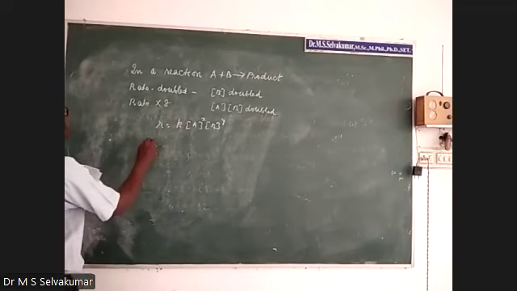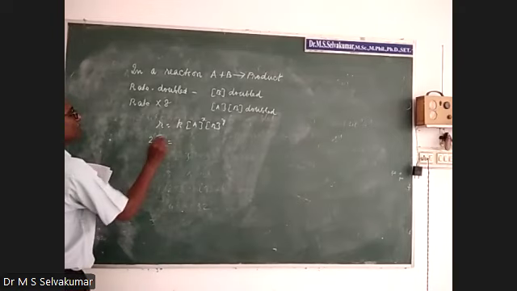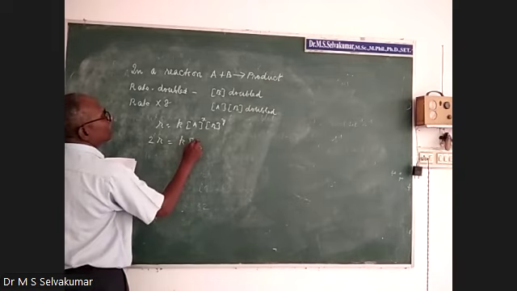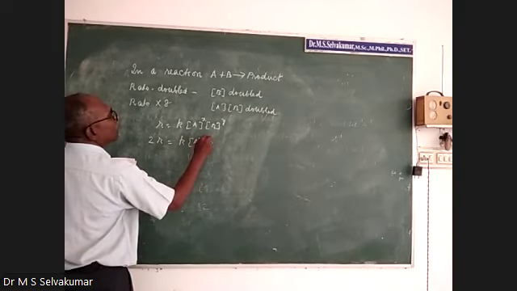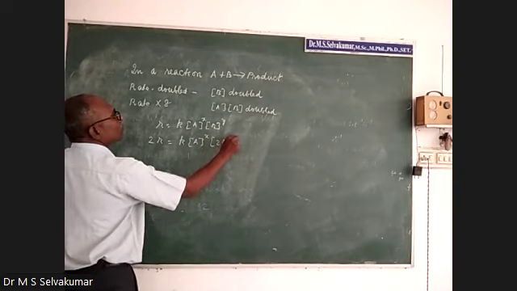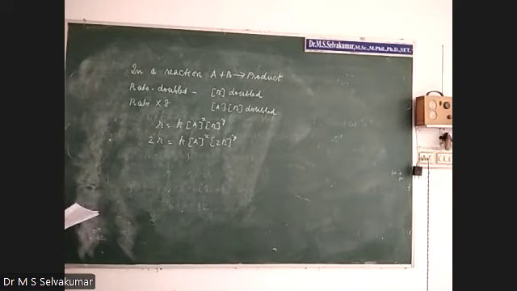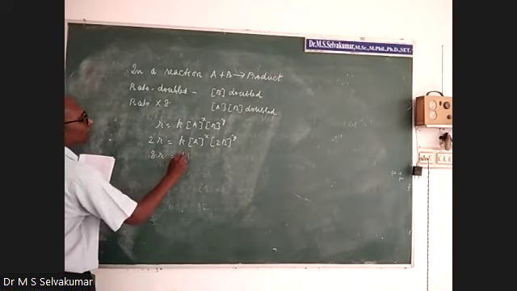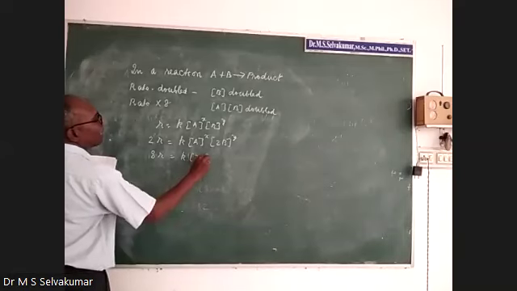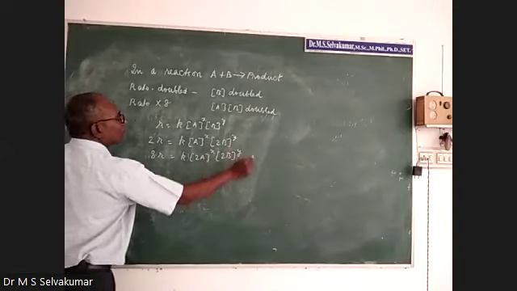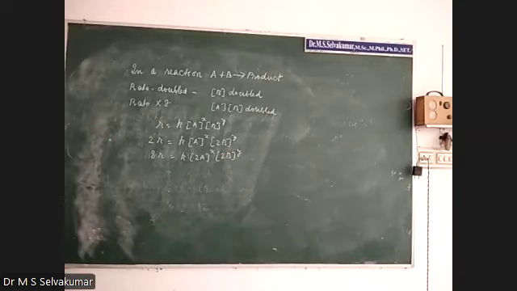So the rate becomes 2R, that is doubled, when A remains the same and B is doubled. And it becomes 8R when A and B are doubled. Now we have to find out what are X and Y.